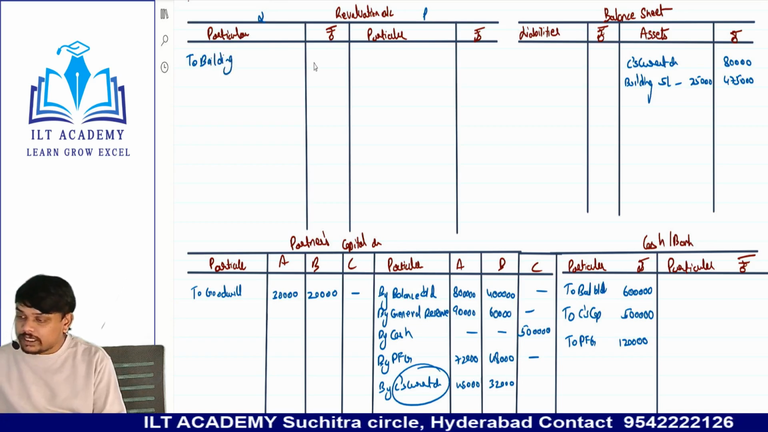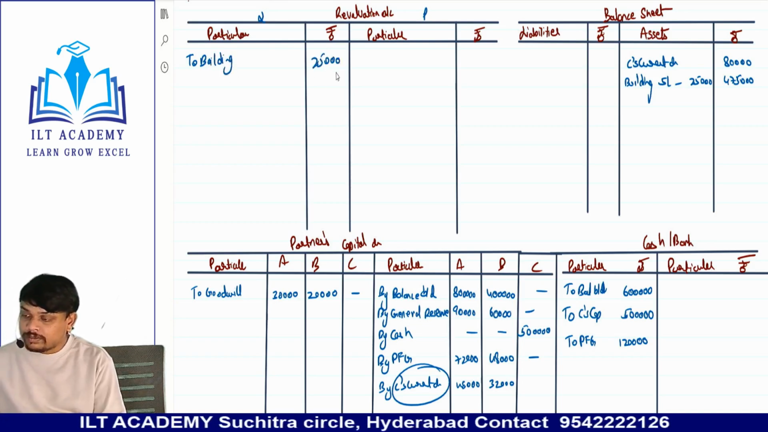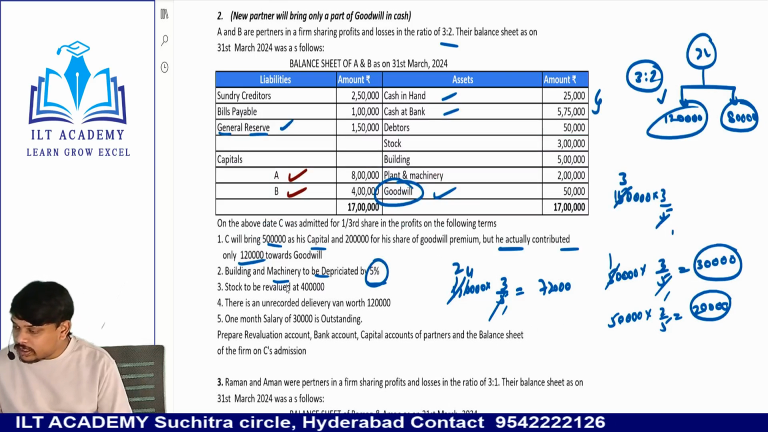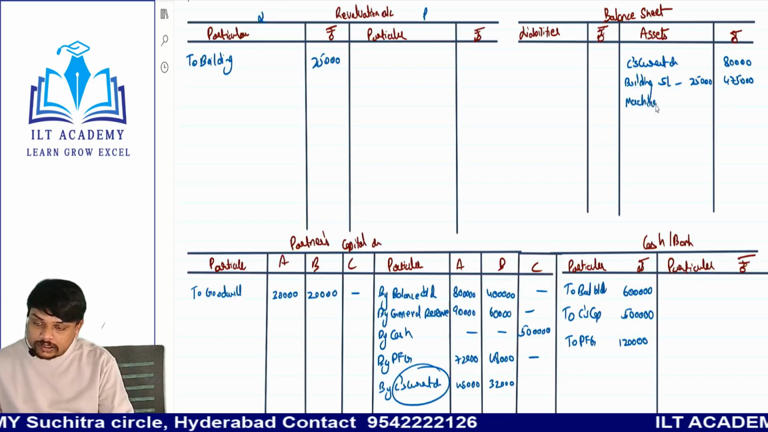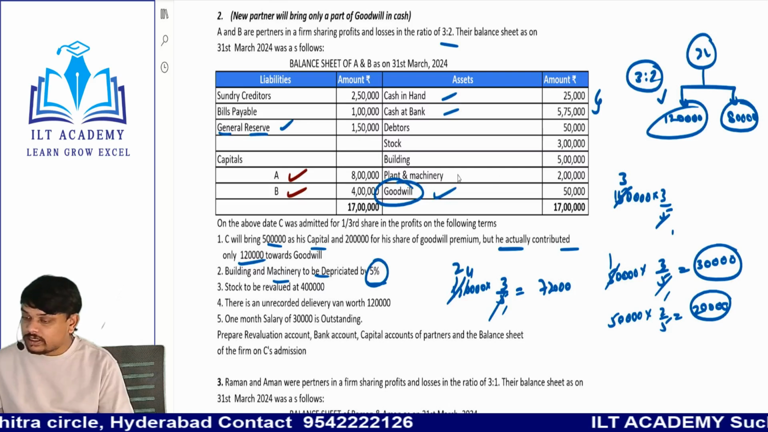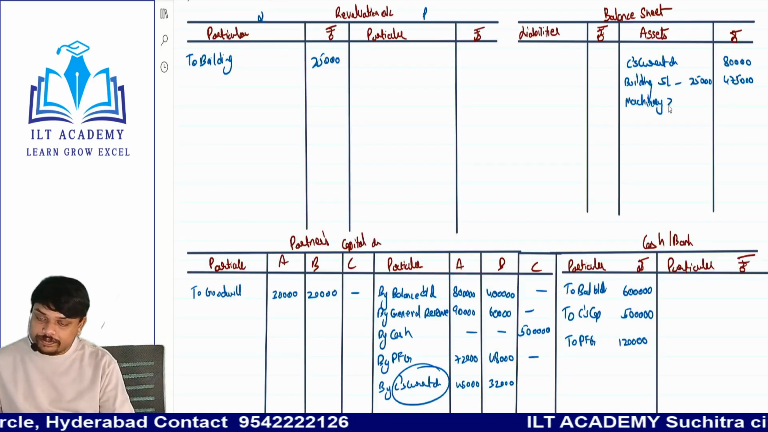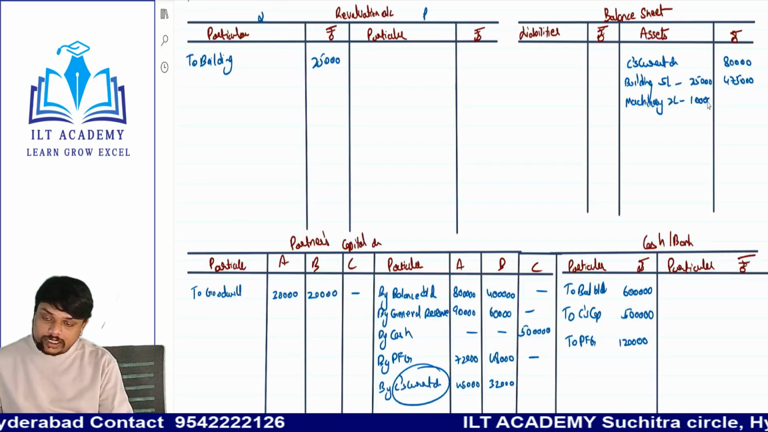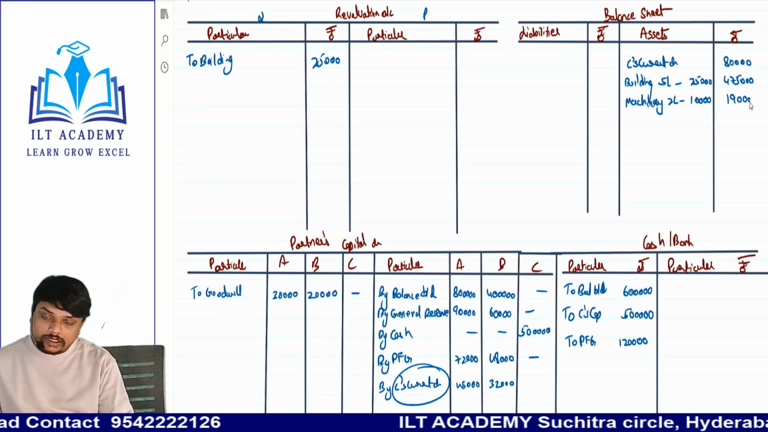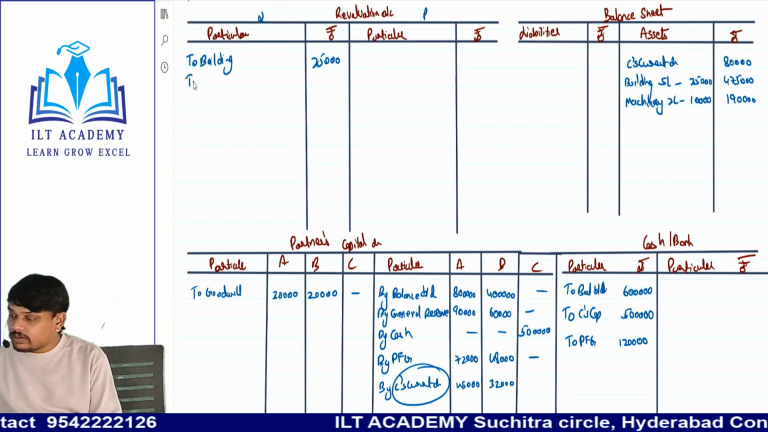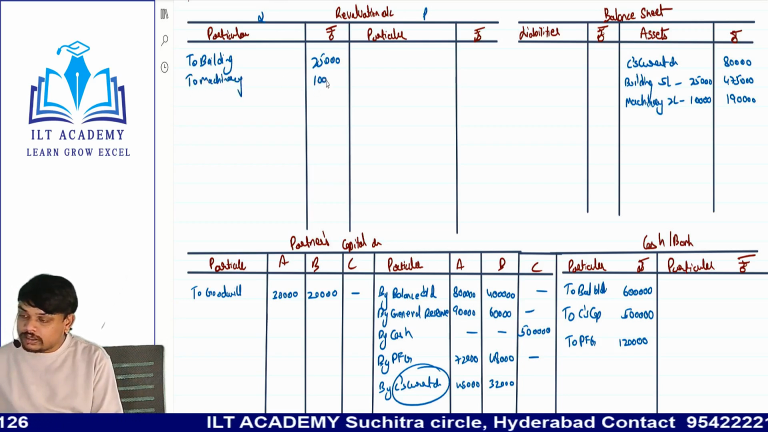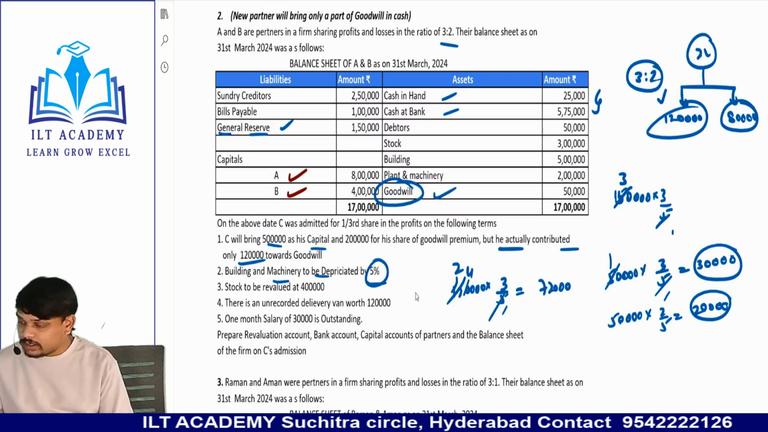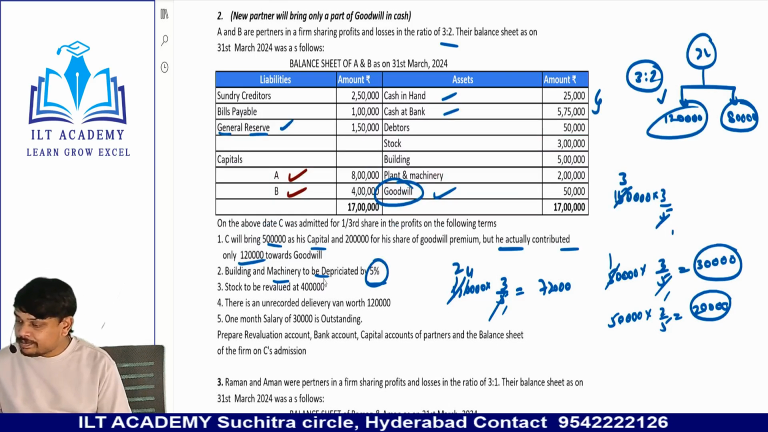Discussed earlier. Building 25,000. Next, machinery will be depreciated by 5%. Machinery value is 2 lakhs minus 10,000, which is 1,90,000. To machinery 10,000.